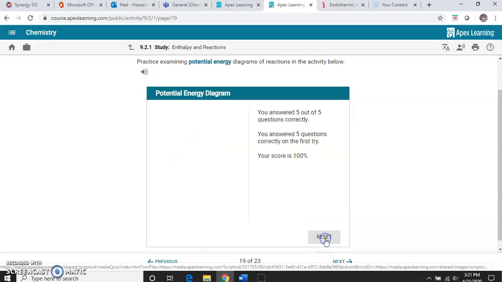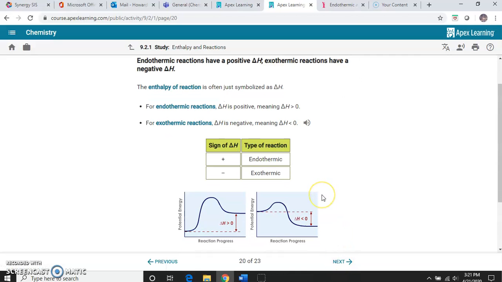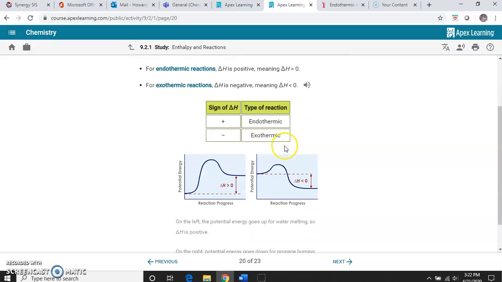So higher at the beginning, lower at the end, exothermic. Good. Yay, 100%. Okay. The last part of this is something I mentioned in the very first part, that you have a positive and you have a negative amount of energy. Endothermic, your energy is being taken in, and you have a positive number, greater than 0. For exothermic, when you release energy in the reaction, you have the change of H being negative. It means it's less than 0.